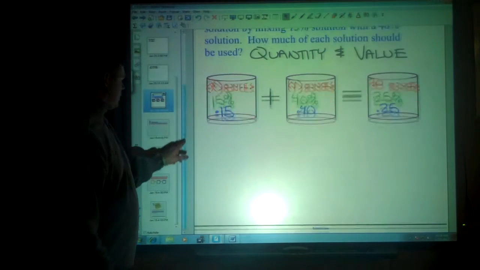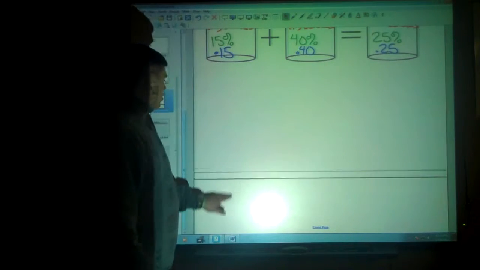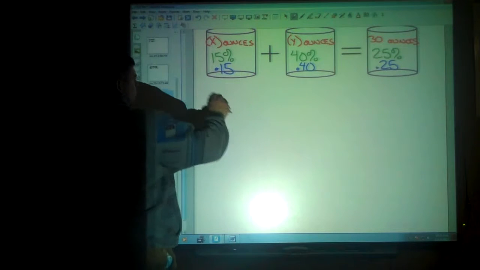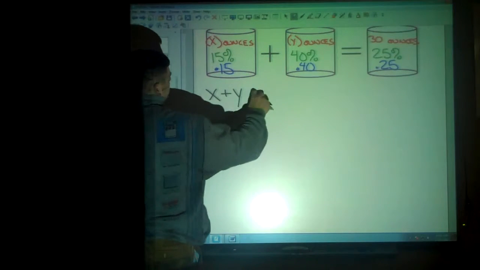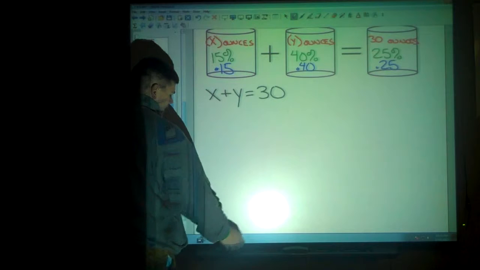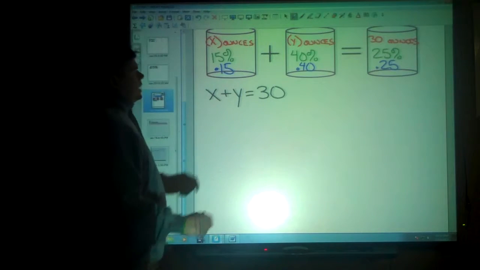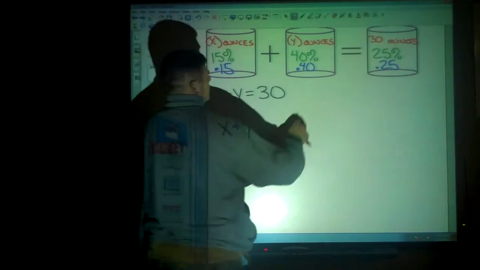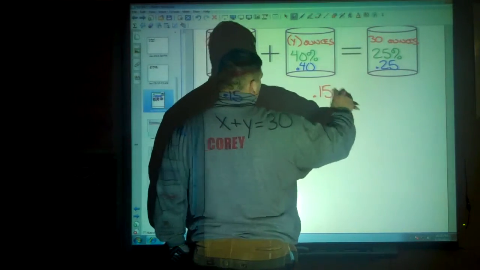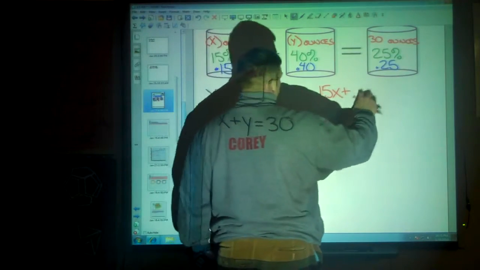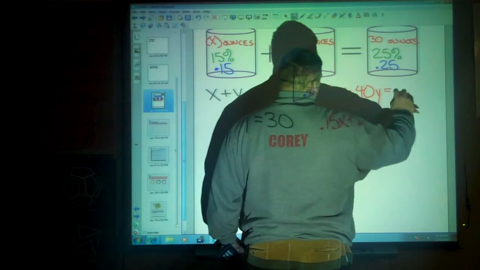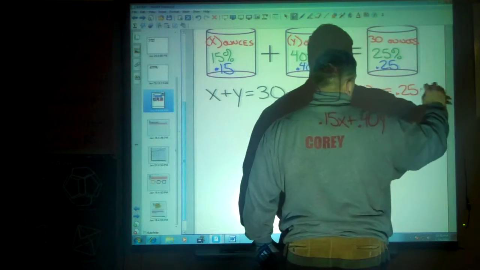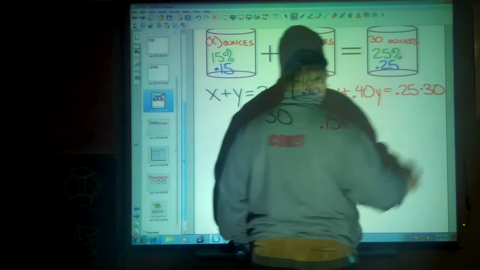So we write our equations now. Our first equation is going to involve quantity. All the x ounces plus all the y ounces has to equal the 30 ounces. This next one's tricky because it actually involves the values, which are our decimal versions of the percentages. 0.15x plus 0.40y is equal to, and you don't want to forget the 25% times 30. Got to be fair. Think about it.